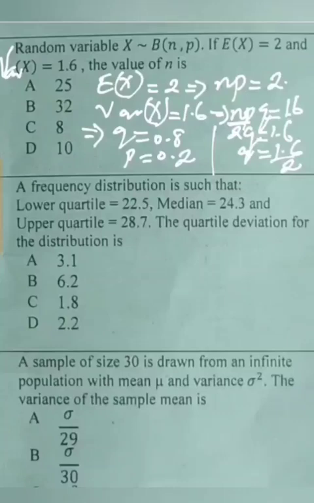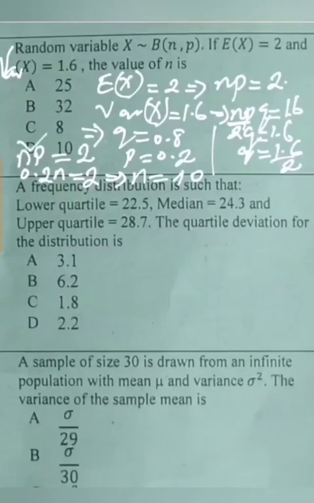So q is 0.8, so that p now should be 0.2, since p and q always sum up to give 1. And so we are looking for n. We have that np equals 2, the mean was given as 2, and since we know p already, 0.2n equals 2, it follows that n equals 2 over 0.2, which is 10, and so the correct option is D.